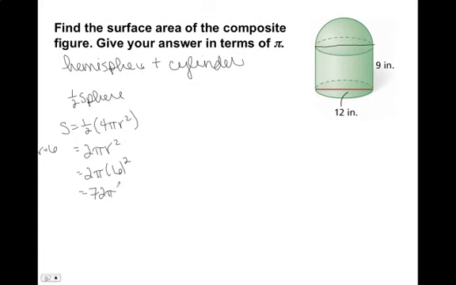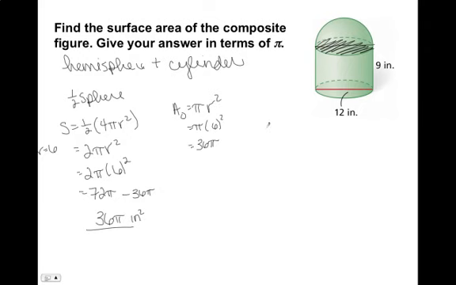Now remember, that is the total surface area of the hemisphere. We're going to have to subtract out this circle from both the hemisphere and the cylinder. So the area of the circle is 36 pi. So we want to subtract out 36 pi, and the surface area of the hemisphere that we need is 36 pi square inches.